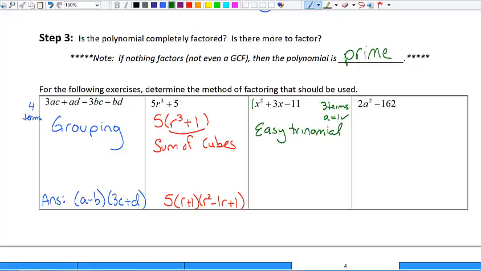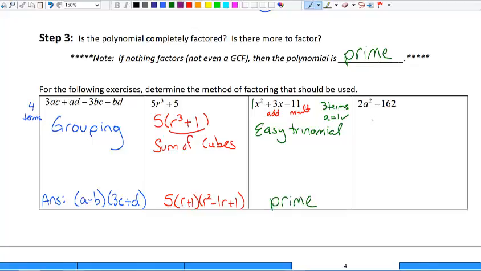But in this particular case, where it's an easy trinomial, where I'm looking for 2 things that multiply to negative 11 and add to 3, negative 11 is prime, so the only factors of negative 11 are 1 and 11, and that's never going to add to 3. So even though this is an easy trinomial problem, it turns out that this answer is actually prime.